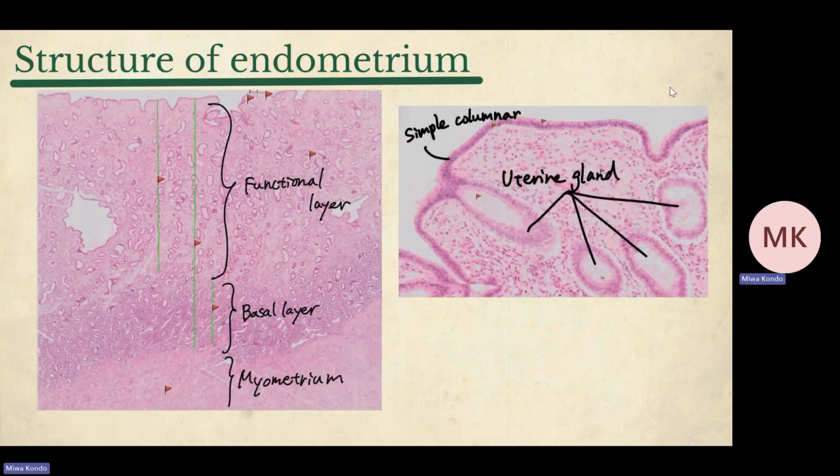Here are histological slides of the endometrium. You can clearly see the 2 distinct layers in the lamina propria, the darker and cellular basal layer and the spongy functional layer. You can also see cross-sections of the uterine glands.